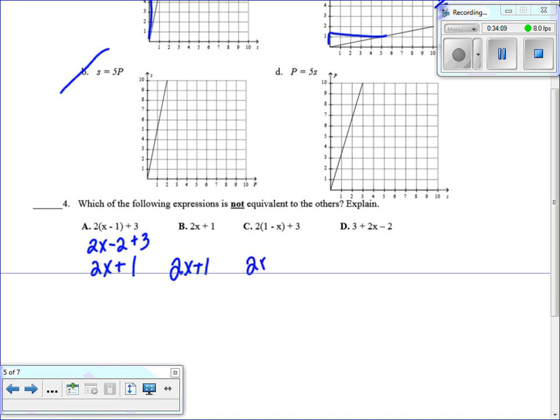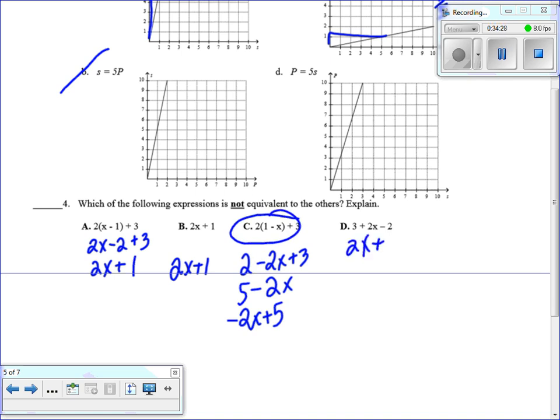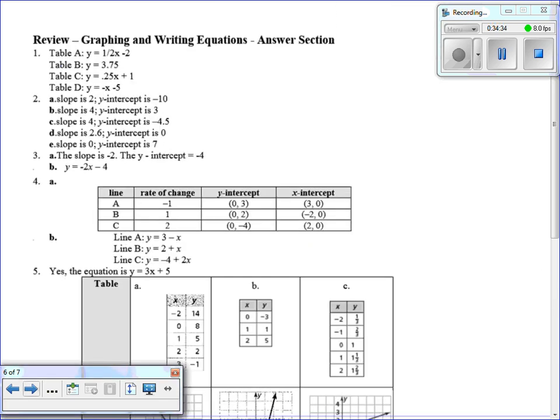We have 2 minus 2x plus 3, which would be 5 minus 2x, or negative 2x plus 5. So that one's not equivalent. And then let's just double check this one. We have 2x plus 1 when we combine the 3 and the minus 2. And so C is the one that is not equivalent to the others.